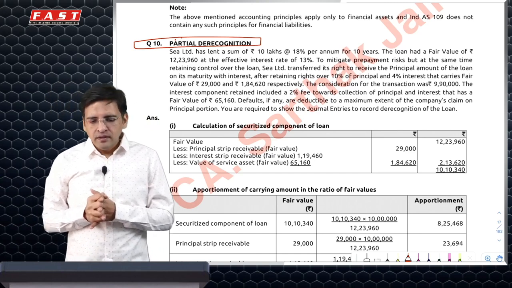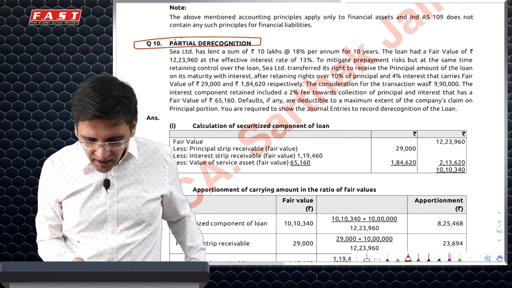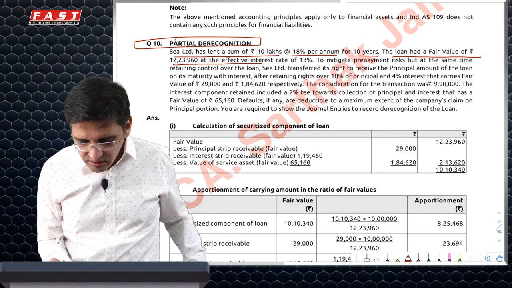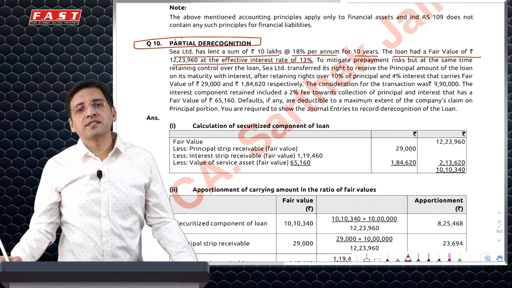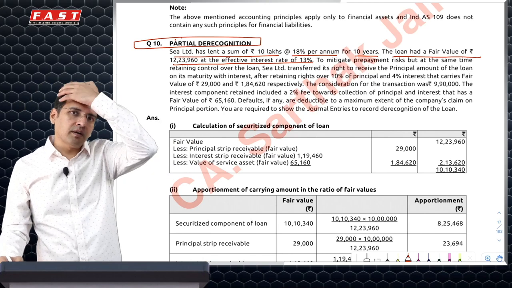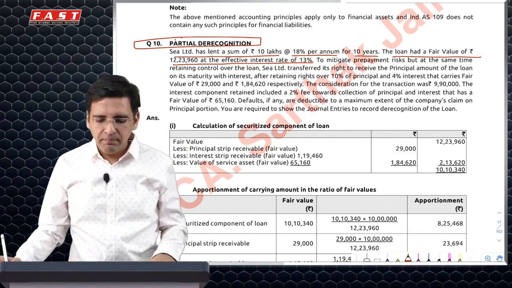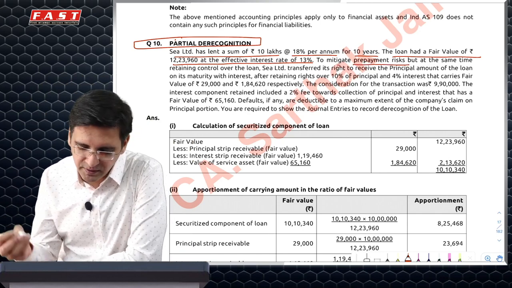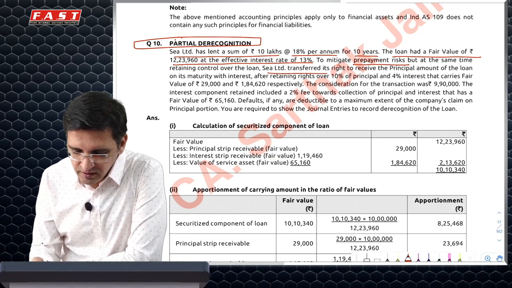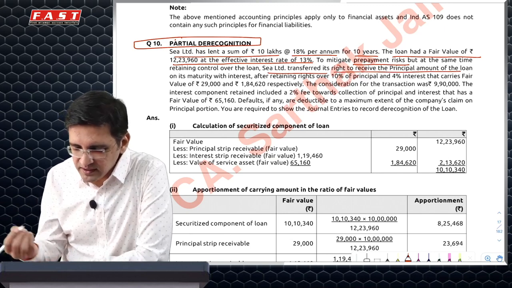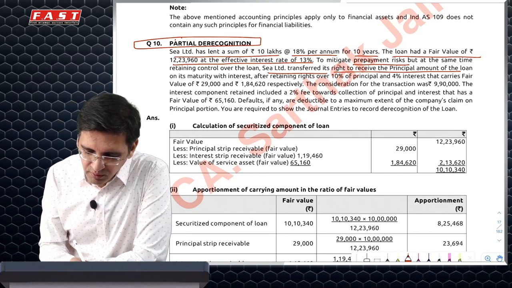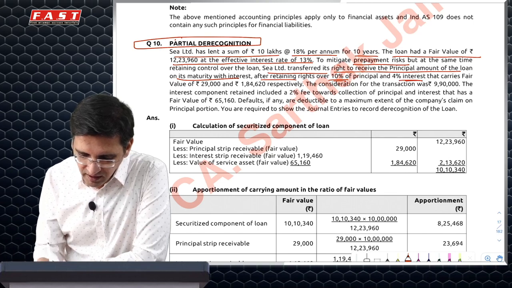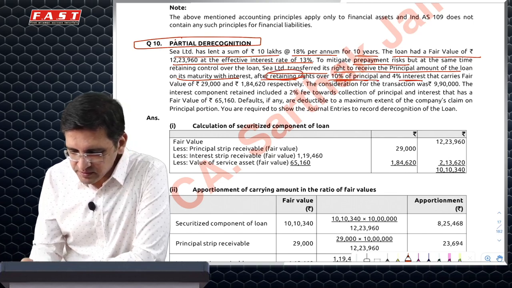So in this case, I have lent somebody 10 lakh at 18% for 10 years. Fair value was 1223960, because I have given the loan at 18%, but the market rate today is 13%. So definitely I'm very happy because I've given the loan at a higher rate, and this is a financial asset for me. I have a risk that the other person may prepay it earlier. In order to mitigate my risk, I think I should sell this loan to somebody. So I've sold the right to receive principal and interest, wherein I've just retained 10% of principal and 4% of interest.